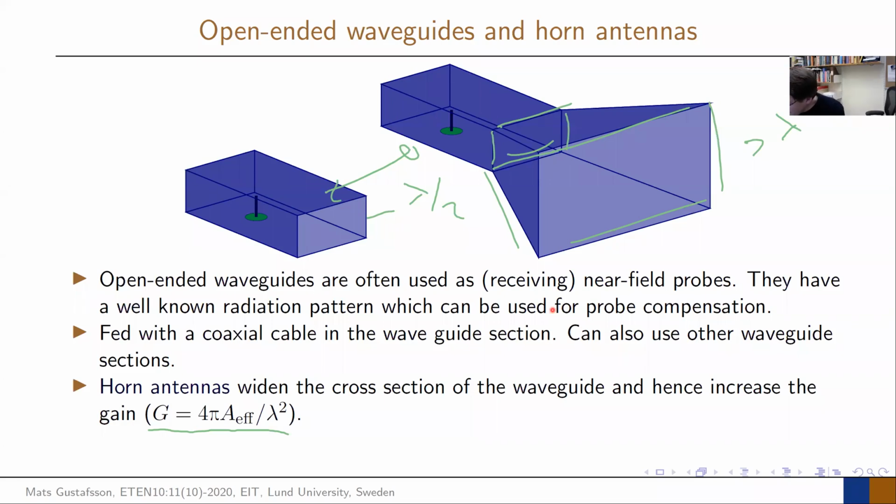And again, here, what you can see is that the area here is normalized to the wavelength. And the larger that effective area is compared to the wavelength, the higher the gain. So you want this area here to be many wavelengths in size to get a large gain out. That's what you want to do.